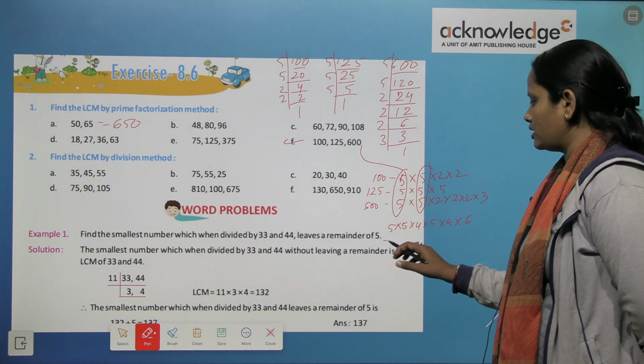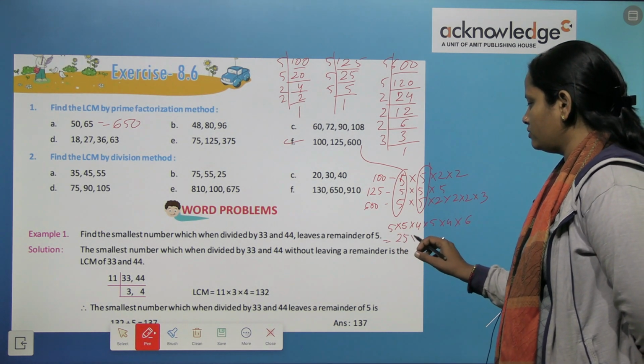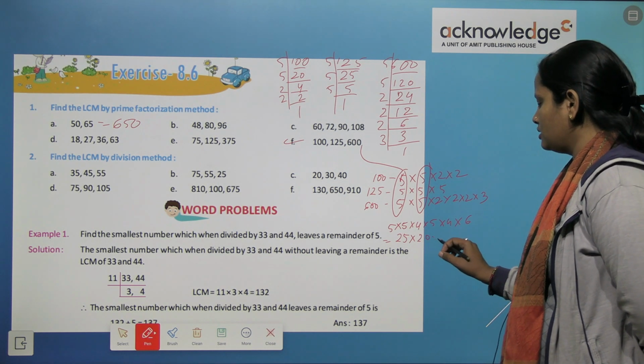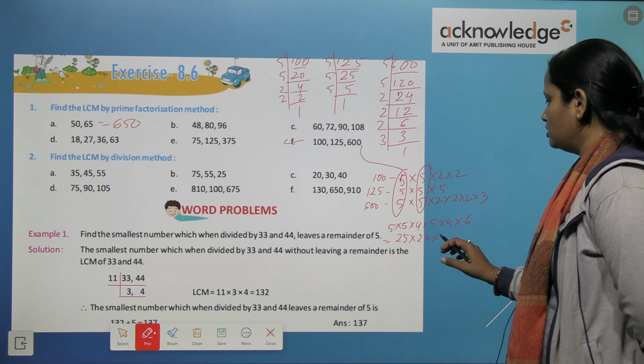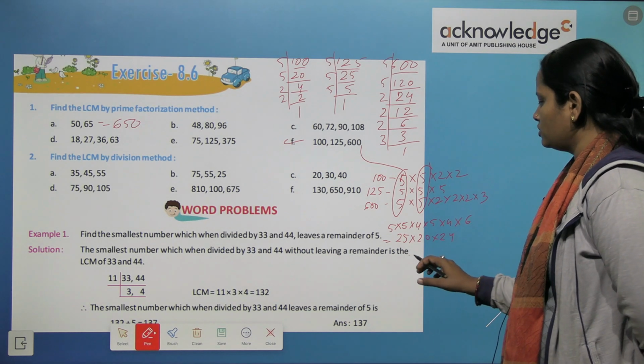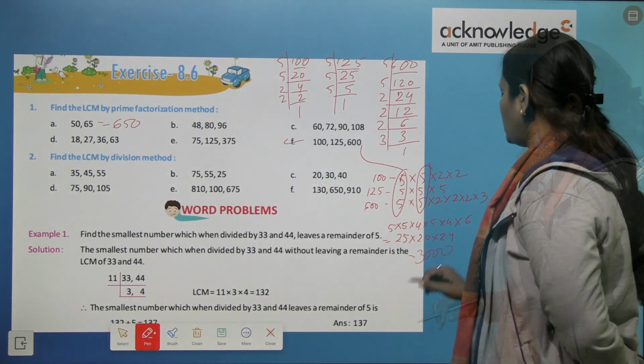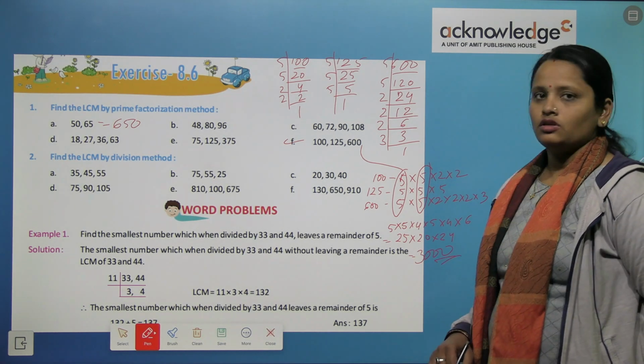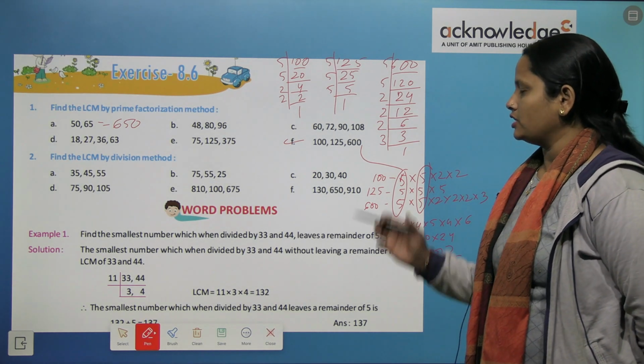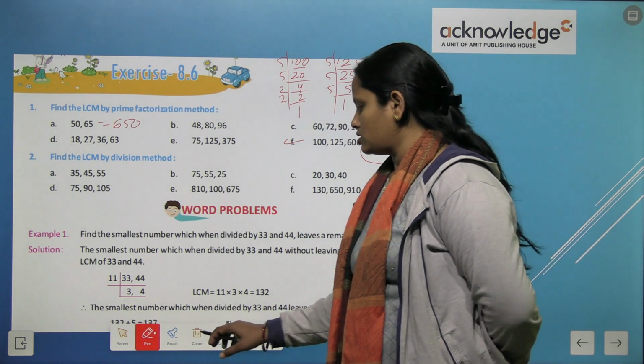अब इन सबको मल्टीप्लाई कर देंगे. 25, 20 and 24. So when we multiply all these numbers, we get 3000 as answer. So children, I hope this is clear. Similarly, you have to do the rest questions.